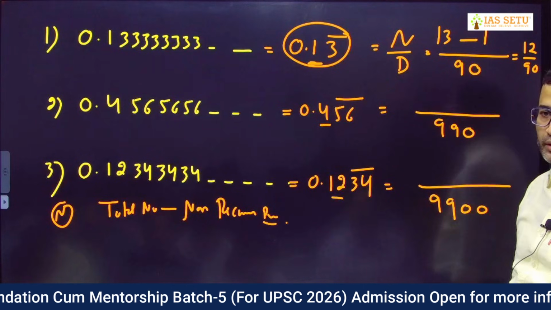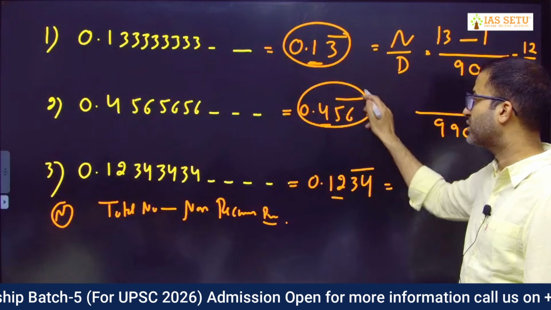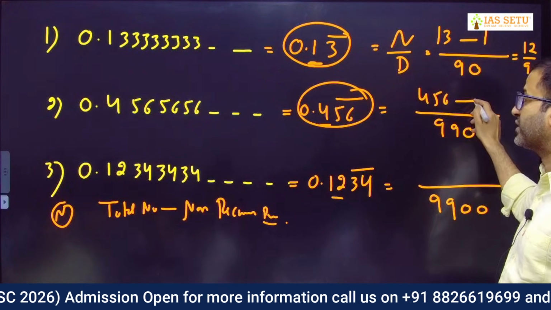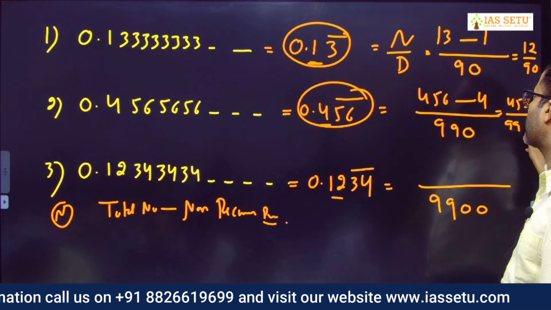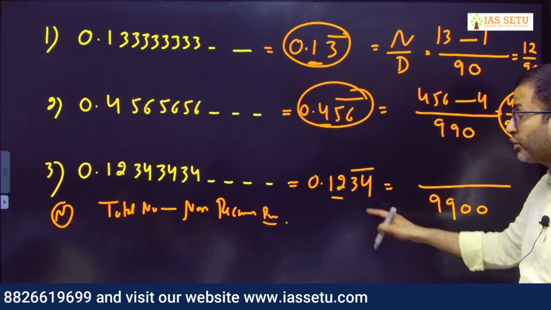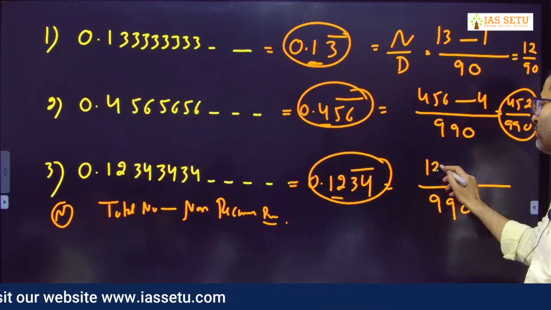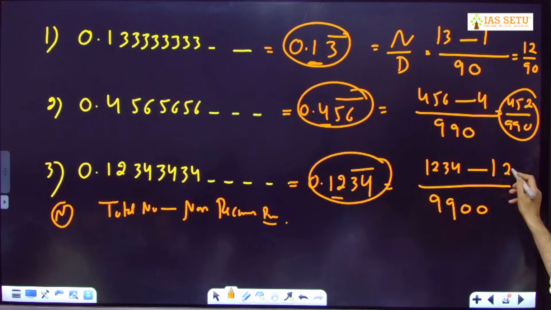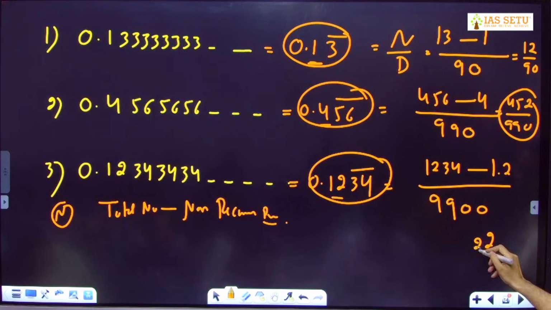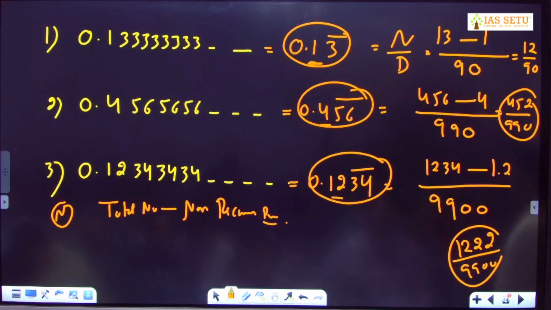You can simplify. I repeat, in second question, what is our total number? 456 minus 4. So it is 452 upon 990. Third question, what is total number? 1234 minus what is non-recurring? 12. So it is 4 minus 2, 2, 3 minus 1, 2, 1222 upon 9900. Simplify. I take two more example. If you are not clear, you have to take care of two things for numerator, two things for denominator.